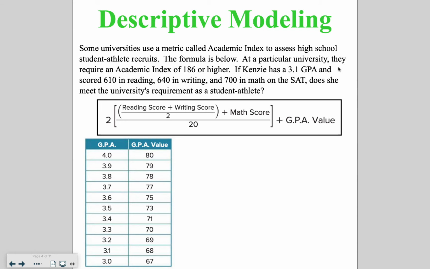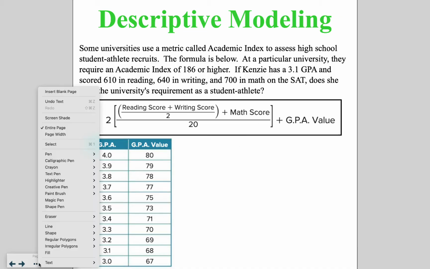At a particular university, they require an academic index score of 186 or higher. If Kenzie has a 3.1 GPA, a score of 610 on reading, 640 on writing, and 700 in math on the SAT, does she meet the university's requirement for student athletes?